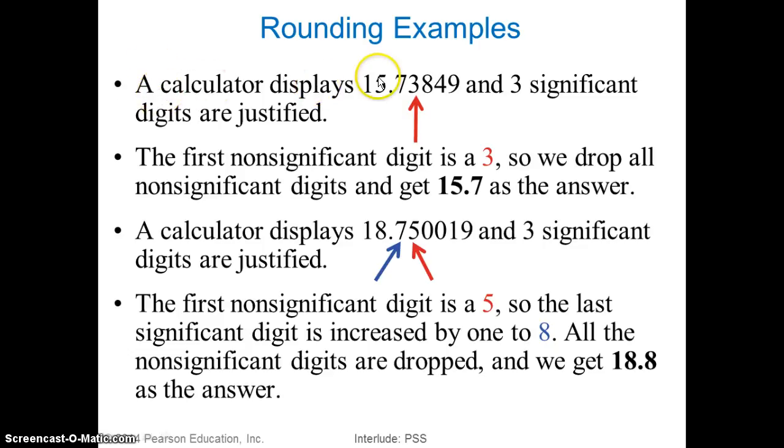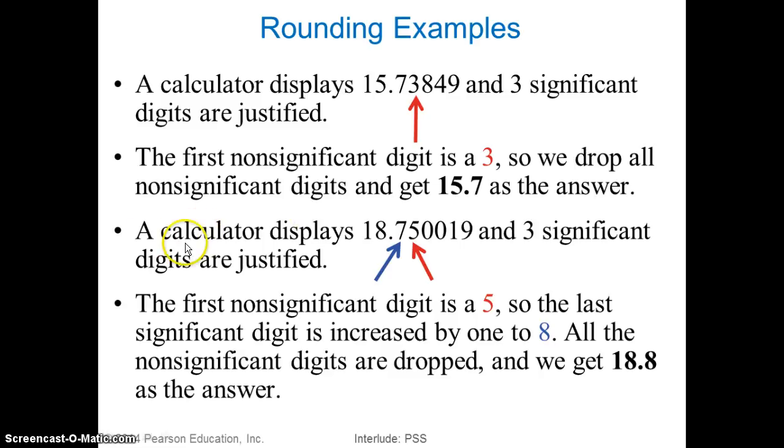If your calculator displays 15.73849 and we are going to round to 3 significant digits. So let's say we have 1, 5 and 7 as the 3 significant digits. After that we have a non-significant digit, which is 3. 3 is less than 5, so we drop all non-significant digits, so we round to 15.7 as the answer.